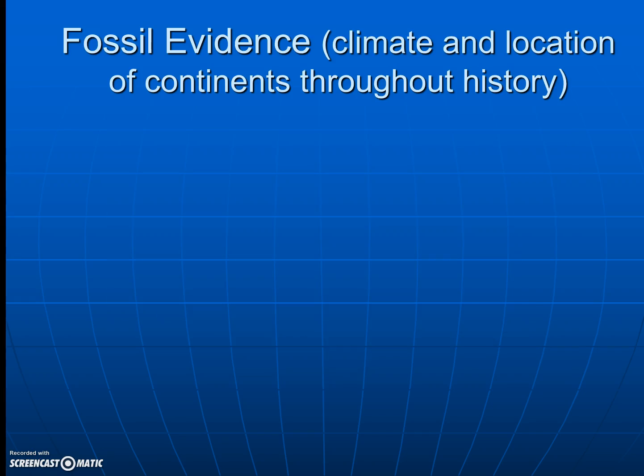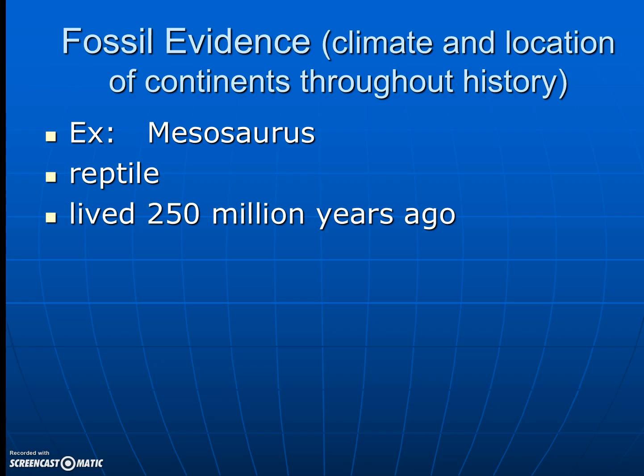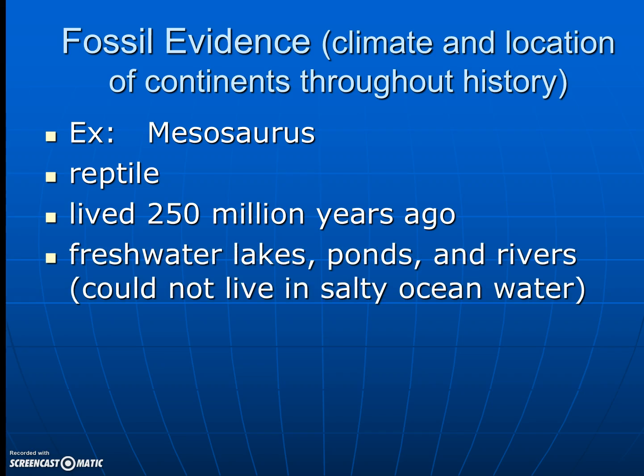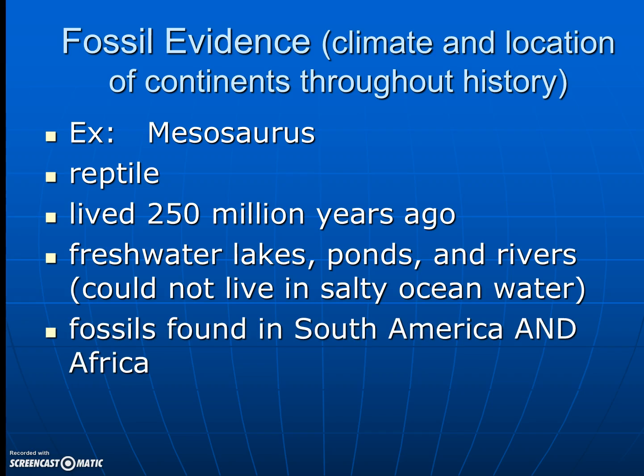Alrighty, so we got fossil evidence. Climate and location of continents throughout history. Our first example is the Mesosaurus. It's a reptile. It lived about 250 million years ago. It lived in freshwater lakes, ponds, and rivers. It could not live in the salty ocean water. And the fossils of the Mesosaurus were found in South America and Africa.